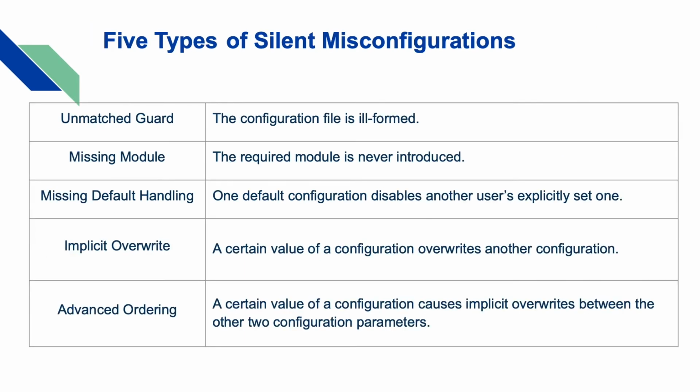From our survey, we also identified 5 different types of silent misconfigurations. The first two are syntax related, and the other three are semantics related. If you would like to know the details, please refer to our paper.